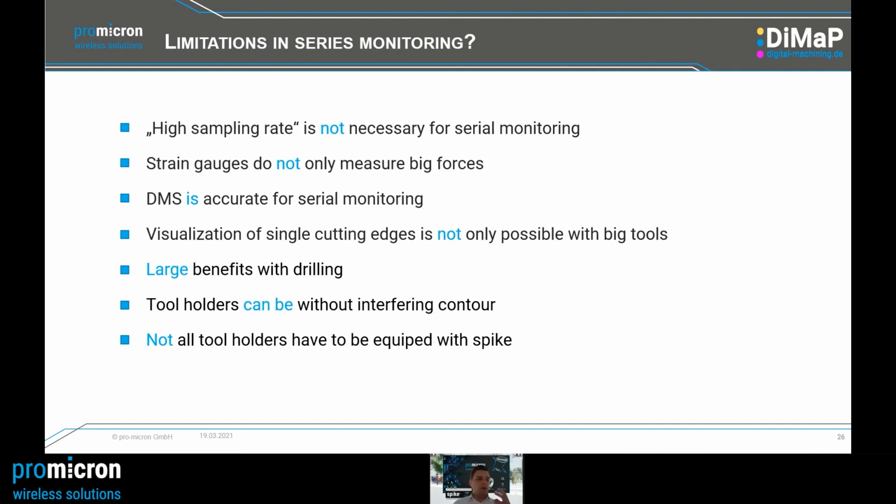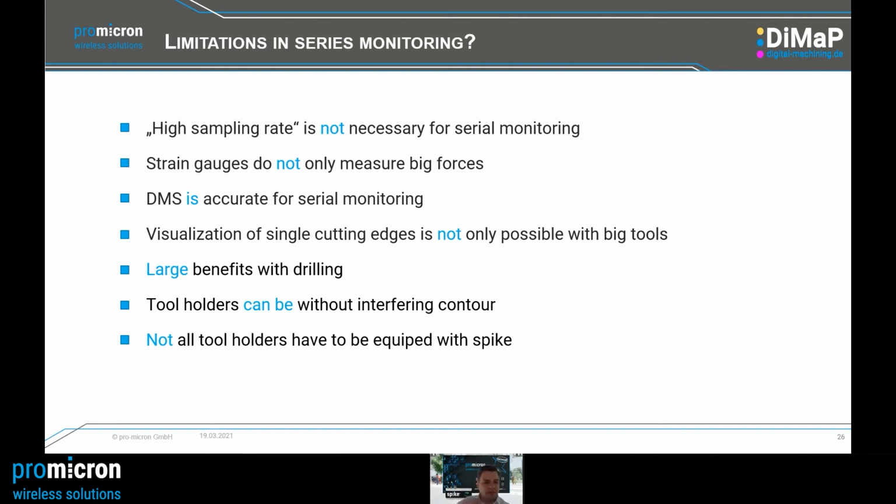Let's start with the first one. High sampling rate is, from our point of view, not necessary for serial monitoring. Another one is that strain gauges do not only measure big forces. They say we can only measure big forces, but that's not true. We can also measure small forces. This is what I would like to show you later. Strain gauges are sure not as powerful and precise, yes, but as many people say, not as accurate as other systems.